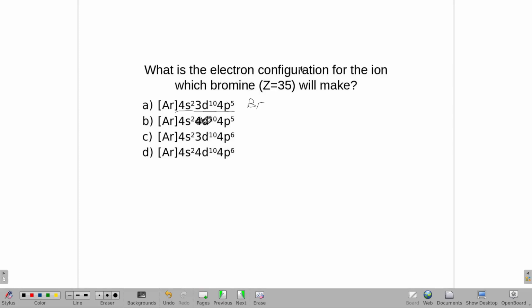All right, now, this doesn't say bromine. It wants to know bromine ion. And the most common bromine ion is Br-. It gains 1 more electron, will look just like krypton. So we just need to add 1 electron to this, making C our correct answer. That is Br-. And again, that one just has a 4 where it's not supposed to be.